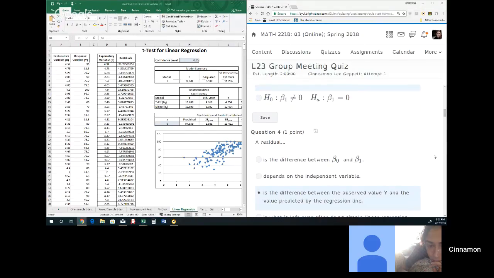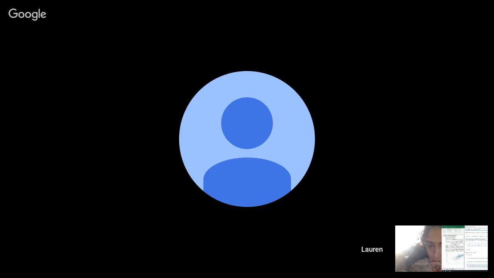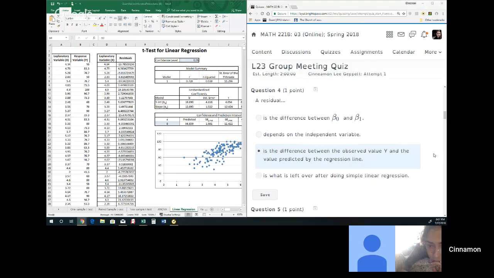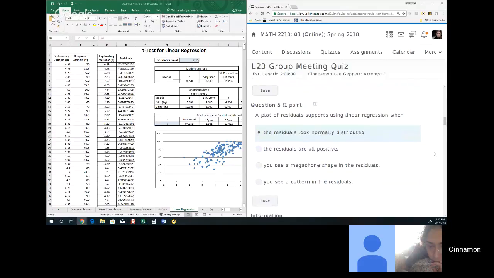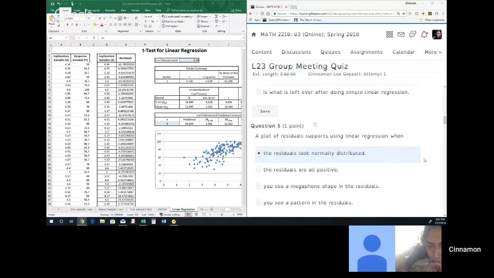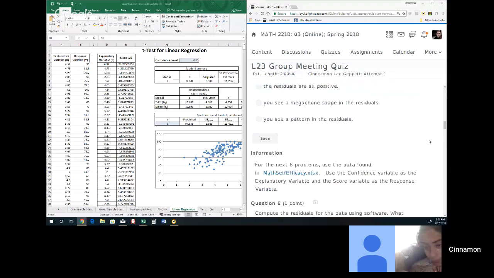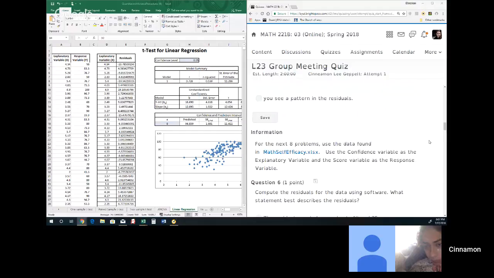So number 4. Is it the third one as well? Yeah, I put the third. The difference is between the y value and the predicted. And yeah, that's what I got. Okay, number 5: a plot of residuals supports using linear regression when the residuals look normally distributed. Yeah, that's what I put, because it's supposed to make a line, although I could never make the QQ plot work. I just don't know what I was doing wrong, but I couldn't get it to work.